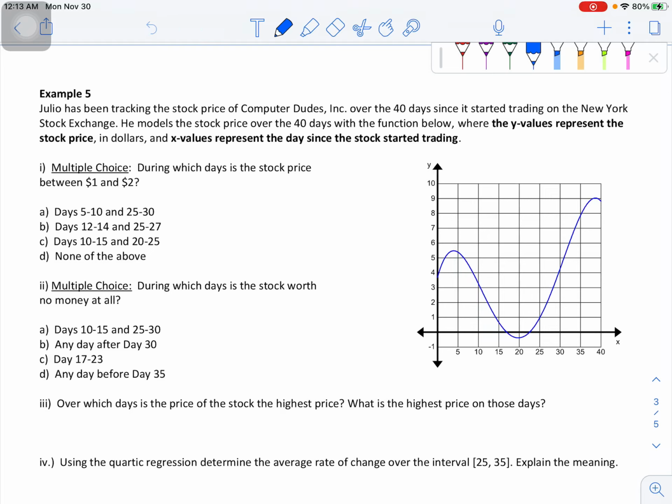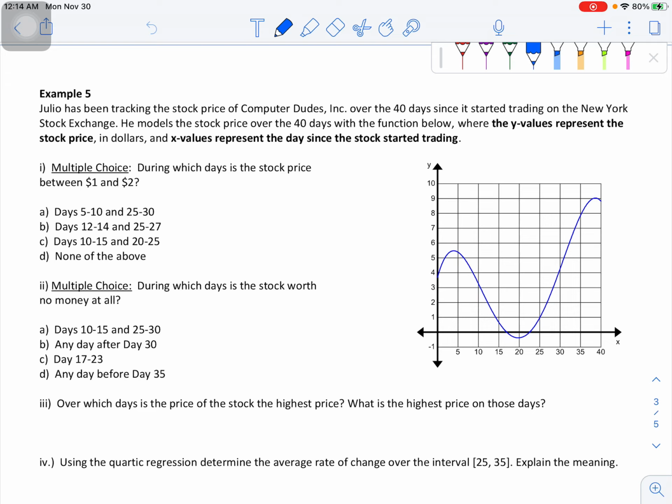All right, let's take a look at example number 5 here. It says Julio has been tracking the stock price of Computer Dudes Inc. over the 40 days since it started trading on the New York Stock Exchange. He models the stock price over the 40 days with the function below.